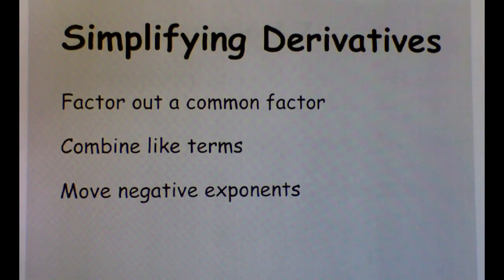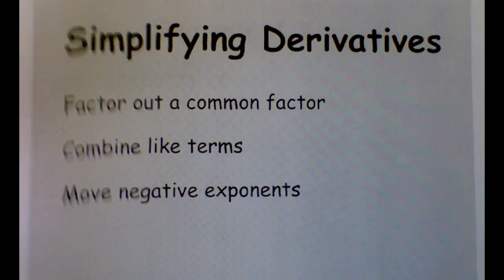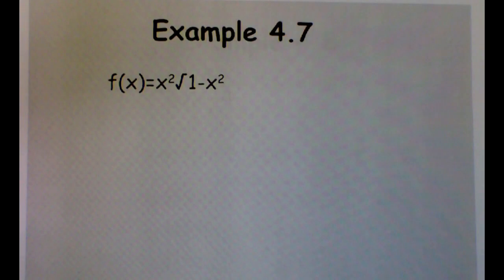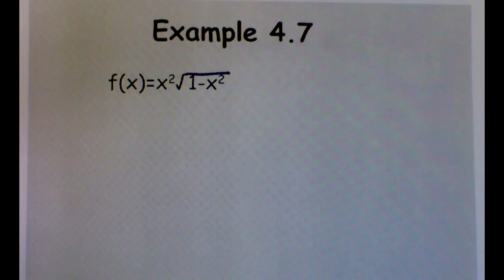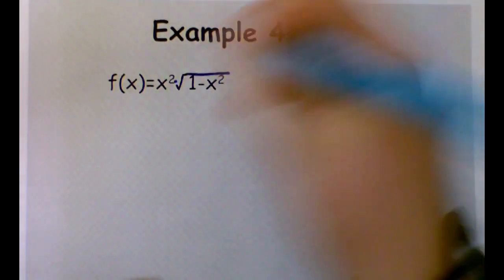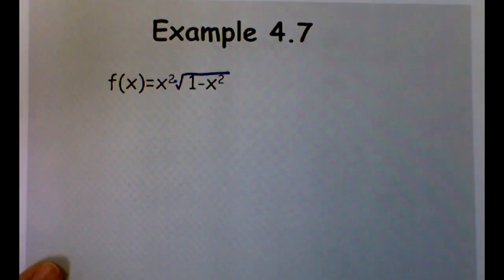Some special things for simplifying derivatives. You might want to factor out a common factor. You definitely want to combine like terms, and you want to move negative exponents. You don't want negative exponents in your answer. So let's try this one. X squared times the square root of 1 minus x squared. This is one big square root. So to do this problem, we need to use the product rule. We have x squared times 1 minus x squared square rooted.